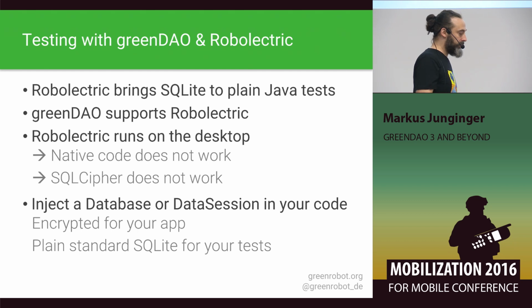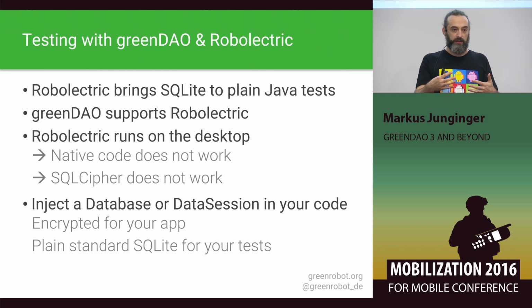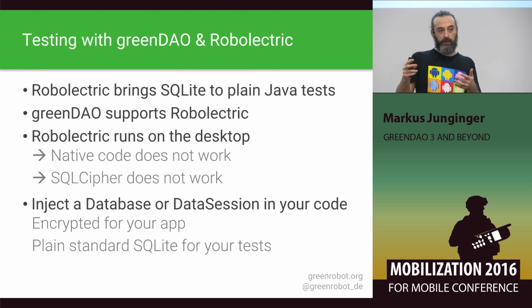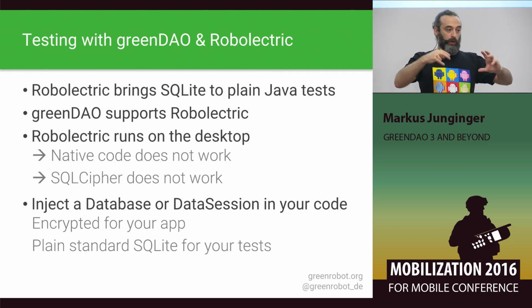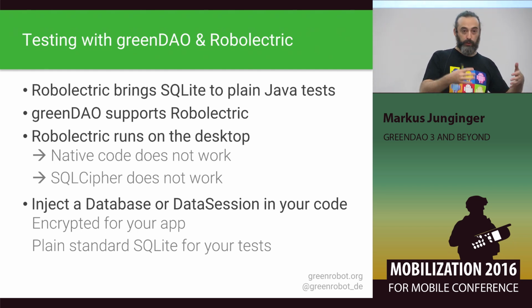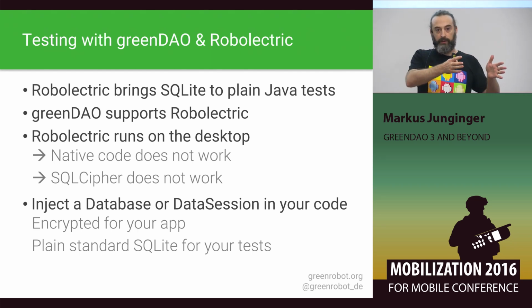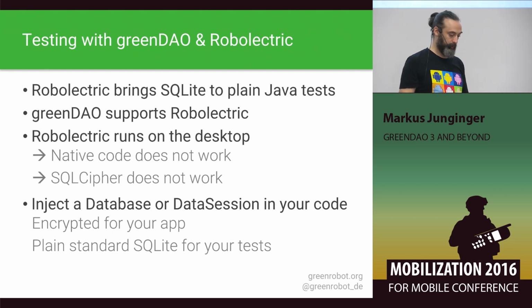But because of this abstraction, you can have some switch or you inject some database or session in your code, and then you can have your business code or logic code, manager code, whatever you want to call it, use the database. For testing, it will use plain SQLite with Robolectric, and in your app it can be encrypted.